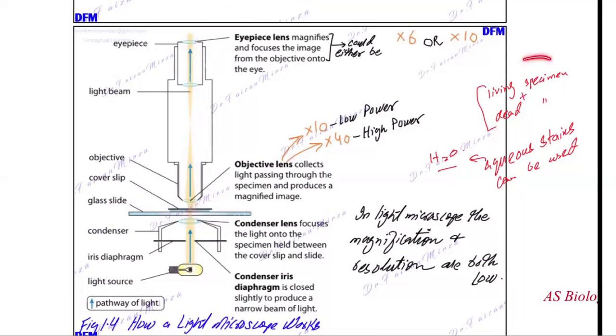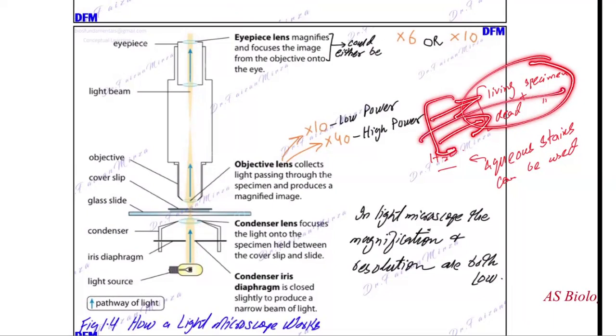What kind of specimen can you see in the light microscope? You can see a living specimen and a dead specimen. Either kind of specimen can be seen. There is no compulsion that the specimen must be dead. There is no compulsion that the specimen must be living. You can view either of these specimens using a light microscope.